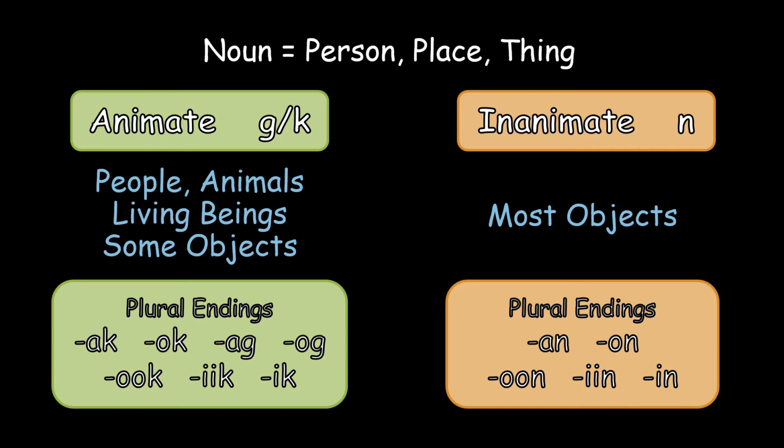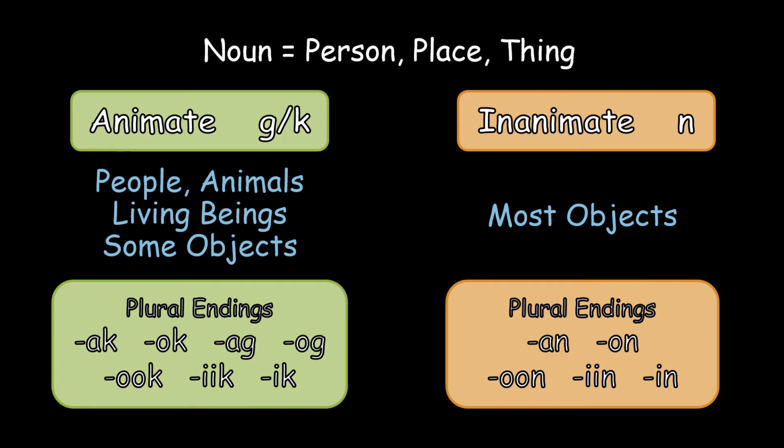So the advice I can give is that we're working with 20 nouns, and the best thing to do is to memorize which nouns are animate and which nouns are inanimate. This can be determined when you see the noun in its plural form. Animate nouns will take on a G or K ending.